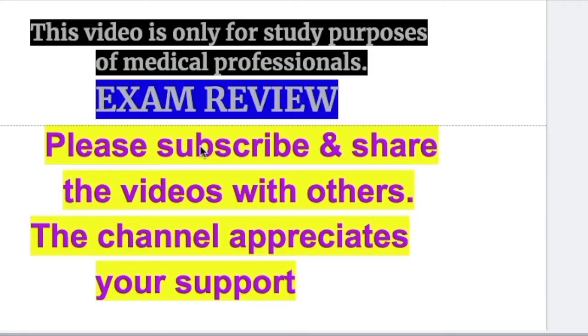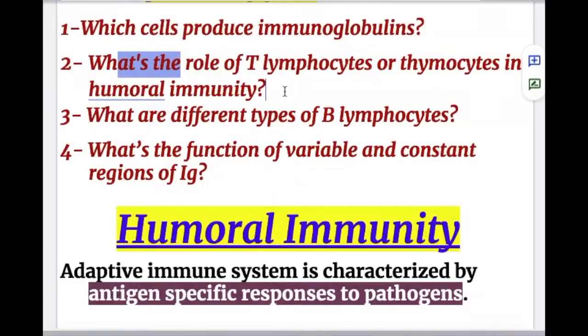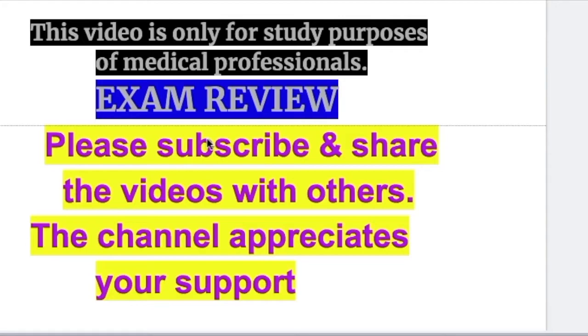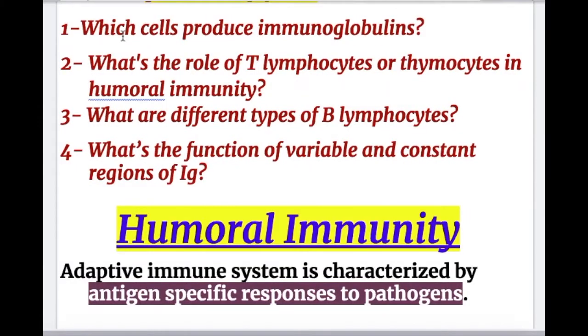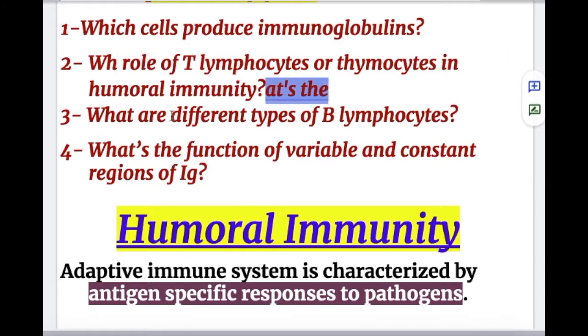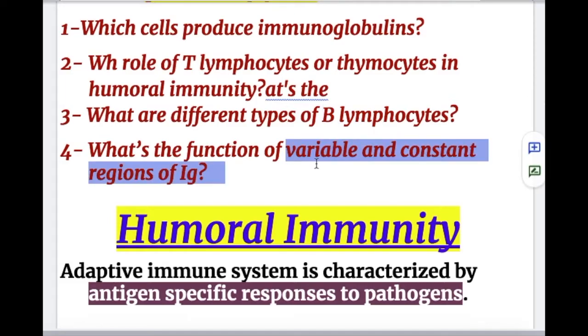In this video, we'll do an exam review on humoral immunity, which is a part of the adaptive immunity. A few important questions before we do the topic. Question number 1. Which cells produce immunoglobulins? Number 2. What's the role of T lymphocytes or thymocytes in humoral immunity? Number 3. What are the different types of B lymphocytes? And number 4, what's the function of variable and constant regions of the immunoglobulin?